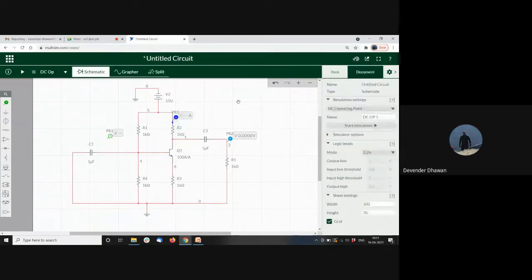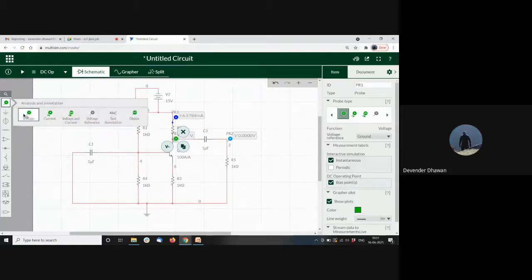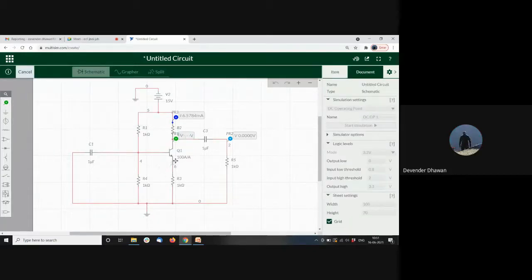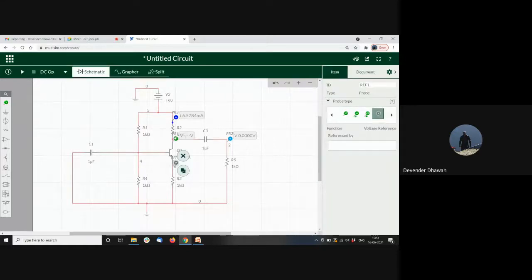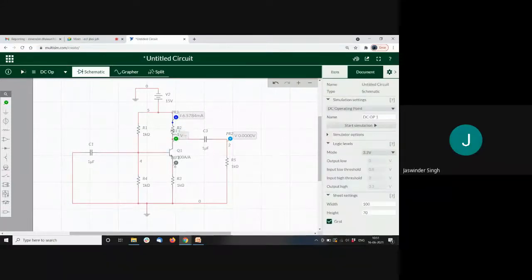So current we can measure anywhere. You can see we can put a current probe. Voltage across collector and emitter, yes, that all we can do. If you want to do, let's say, across collector and emitter, you're saying, ma'am? Yes, this is the collector. Let me use a reference voltage here and tell it to use that reference. Okay, if I run it now, this is 1.774 volts and 6.57 milliamps current.